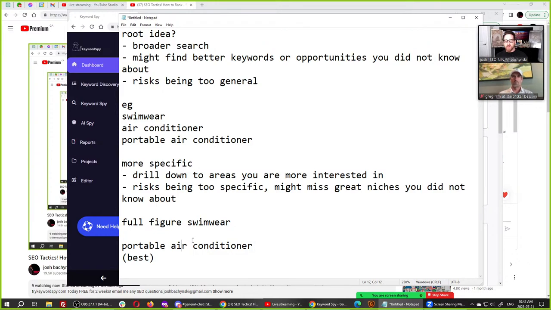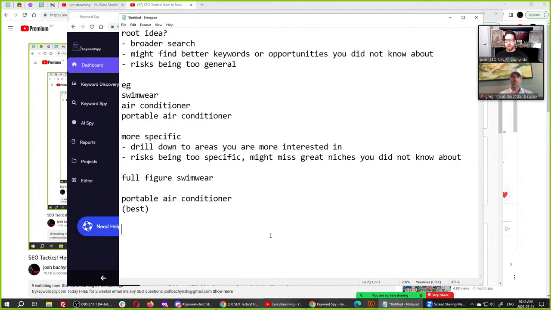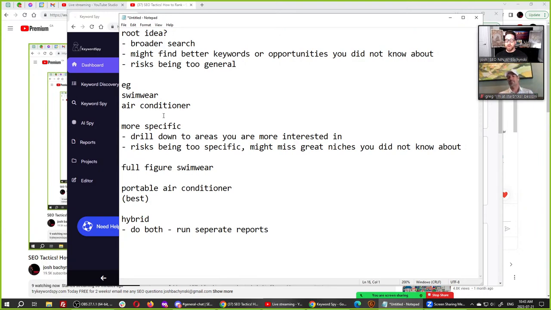And then the other idea is the hybrid method. You might be like, what's the hybrid method? It doesn't cost that many. If you have a really good tool for searching niches, do both. Why not do both? Run separate reports. Depending on what piece of software you're using to do this analysis for you, you could do both. You could run the general, and you could also run the specific, and make sure you have what it is you want to get.